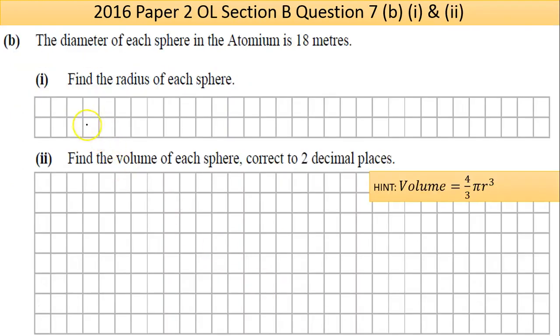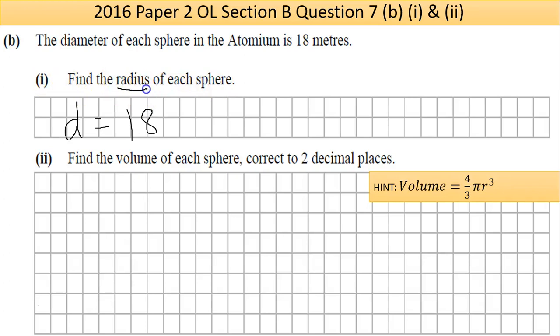Part B now. If you haven't already attempted the entire question, pause and give it a go. Now, part 1 here is ridiculously easy. The diameter of each sphere in the Atomium is 18 meters. So first I'm writing down diameter equals 18. And the first part: find the radius of each sphere.